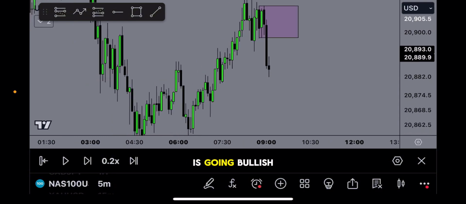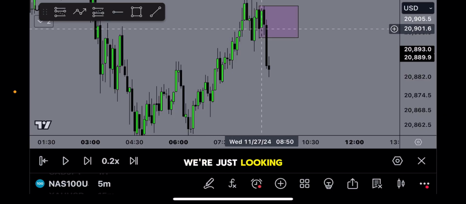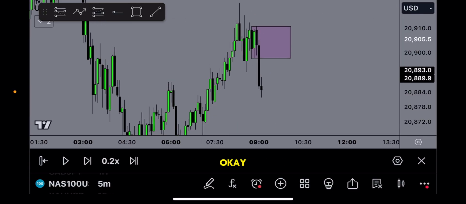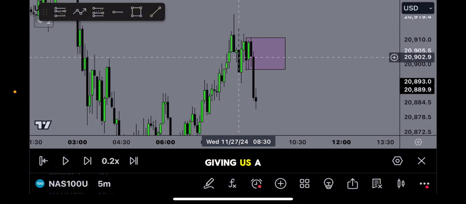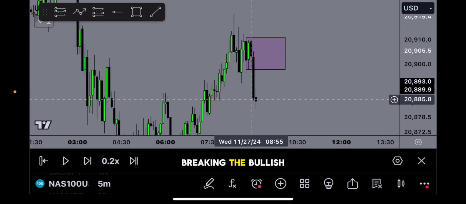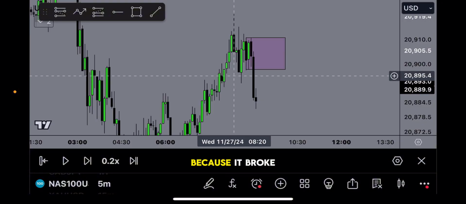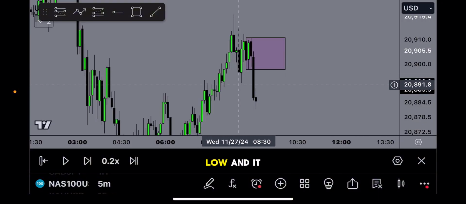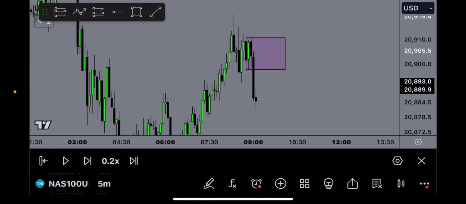Even though price is going bullish, right? Even though price is going up, we're just looking at what price is doing now, okay? Price came up, giving us a bullish trend, and then it broke this low. So now it's breaking the bullish trend. This candle right here indicates that it's breaking the bullish trend because it broke structure. It broke this low, and it created a gap, which indicates, okay, maybe sellers, maybe big banks are in the market and they're pushing price down, right?